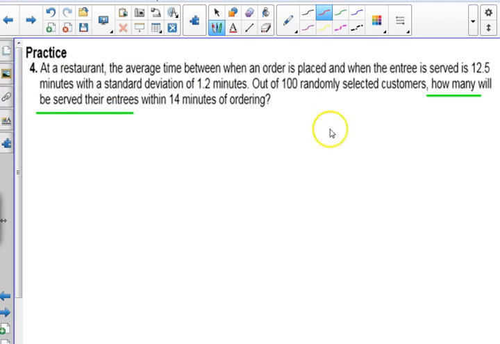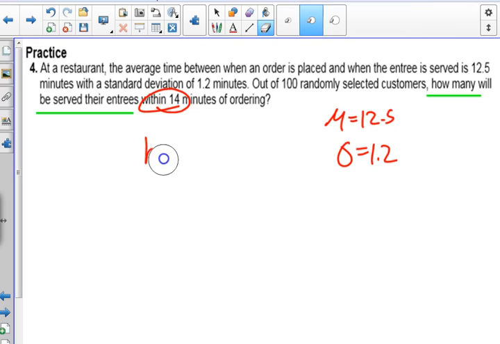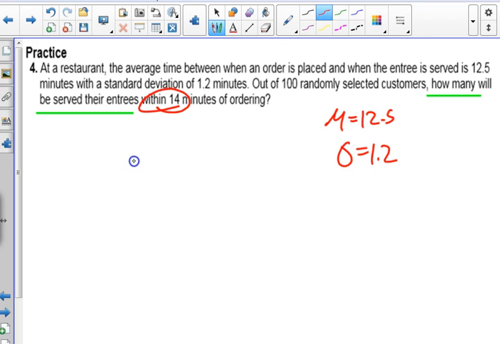At a restaurant, the average time between an order being placed and it being served is 12.5 minutes. What is that telling us? The mean is 12.5. The standard deviation is 1.2. Out of 100 selected customers, how many will be served within 14 minutes? So from what to what? What's the least amount of time it would take to get your food? In real life, 0, right?